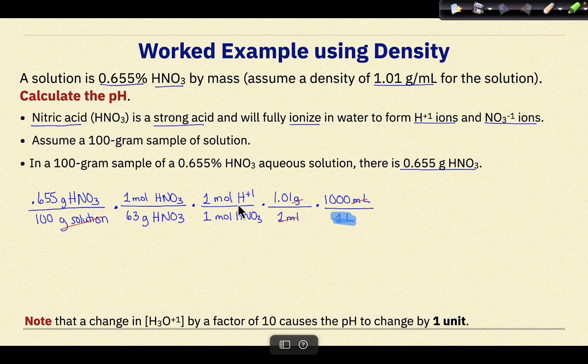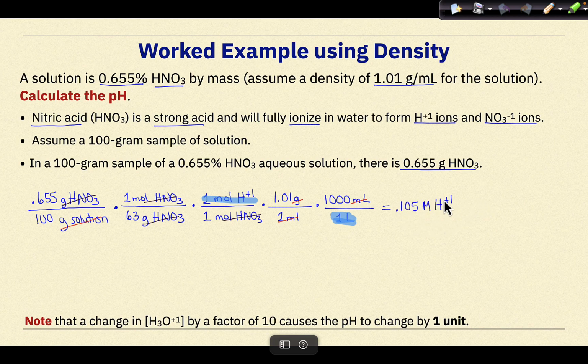I'm going to go back and check that all of my units cancel to get me into moles of hydrogen ions. So grams cancel grams, moles of HNO3 cancels moles of HNO3, and I'm left with moles of hydrogen ions. Now I'm going to do my calculation and figure out my molarity of hydrogen ions in this solution. So this will equal 0.105 molar H+.